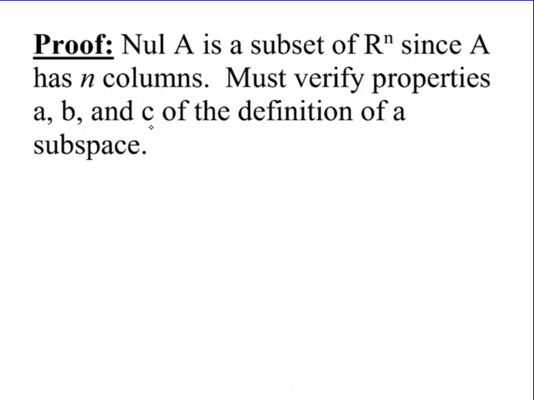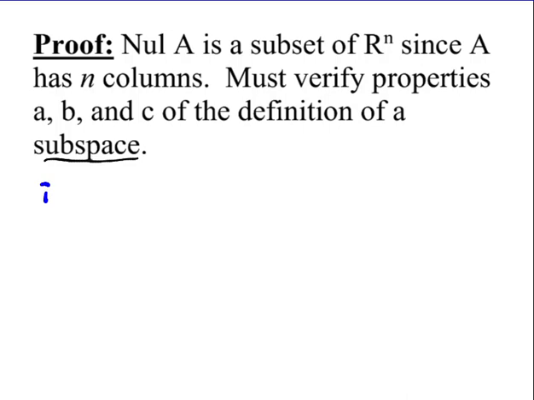Let's verify the properties A, B, and C that we have in the book for that one. So let's look at, and this was in 4.1, what makes a subspace. And I won't be asking you to do these things on any test or quizzes that I give you, but it is good to look at them. And what are those three properties? So the first property is that the 0 vector exists in the null space of A.